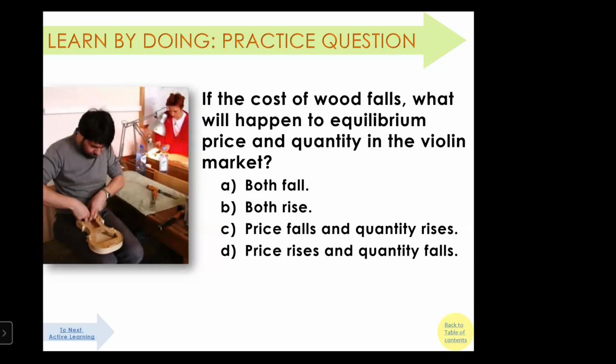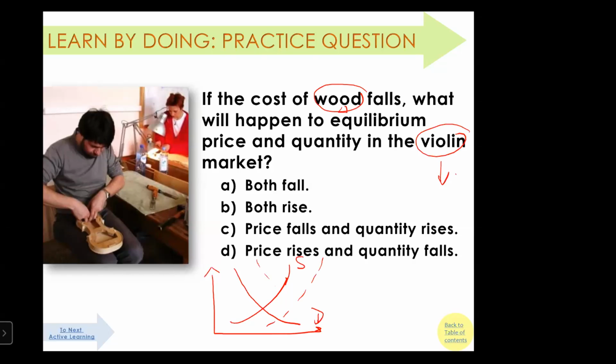Now let's look at another practice question. If the cost of wood falls, what will happen to equilibrium price and quantity in the violin market? By the way, the wood here refers to the wood for making violins. Again, we use the supply and demand diagram. The price of wood falls, so the input price for violins declines. That is going to lead to an increase in supply. So this is supply, this is demand. Now what will happen? The price will fall and the quantity will rise, comparing these two dots. So this is C.